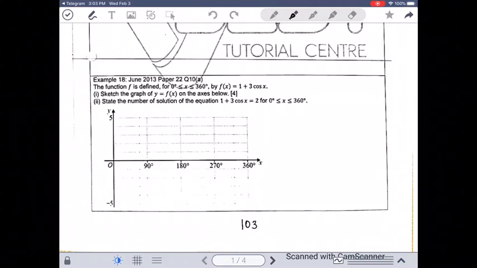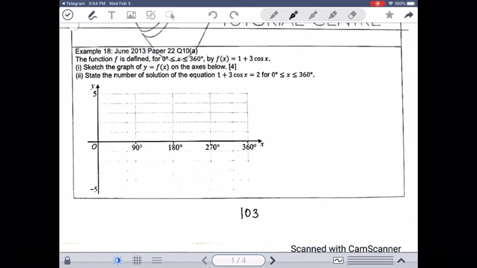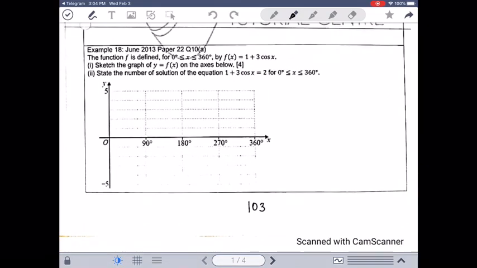Assalamualaikum, very good day. Today we're going to discuss a few questions involving sketching of the graph of trigonometric functions. So let's have a look at this example. It's from June 2013, paper 2.2, question number 10a.